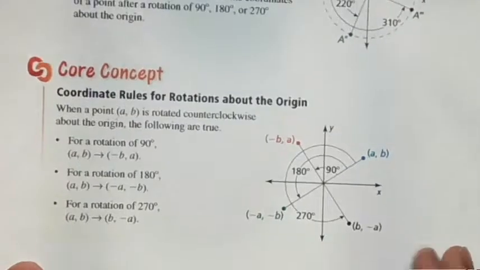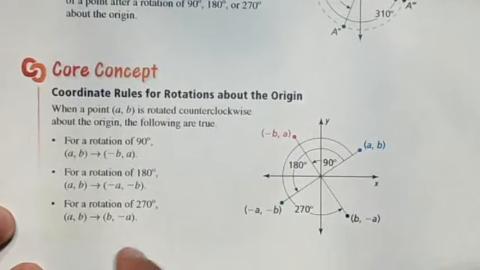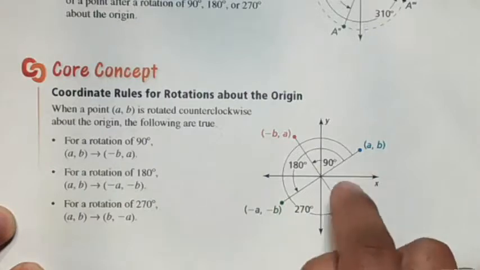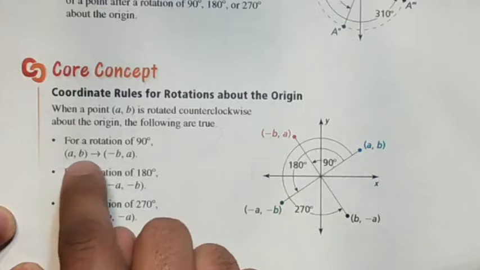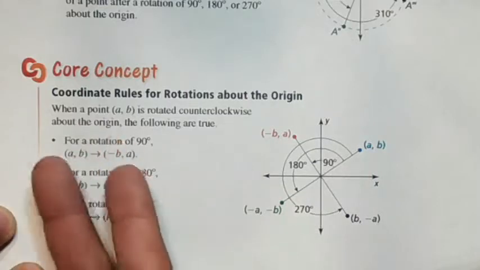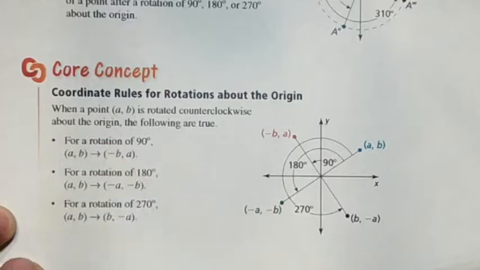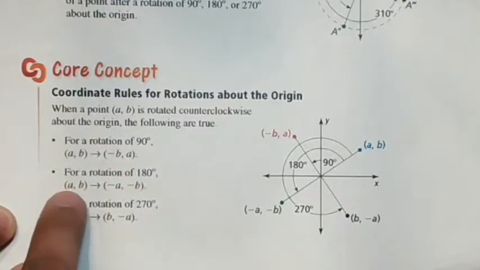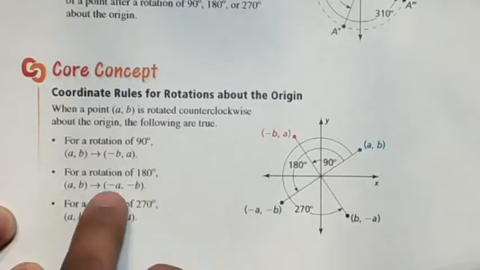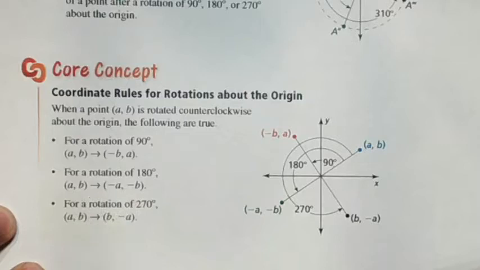The important thing to know is that when you rotate these things, there's a pattern, kind of like when you were reflecting across the x and y axis and across the line y equals x. If you have a 90-degree rotation, you flip the a and the b, and you take the opposite of b. For 180, the x and y, the a and the b, stay the same in position, but we want the opposite, so we'd have a negative a, negative b. And then here's the rule for 270.